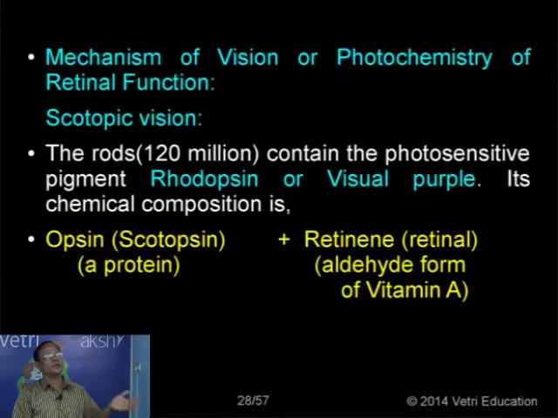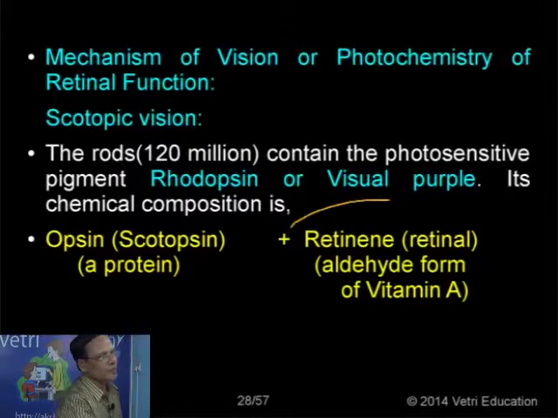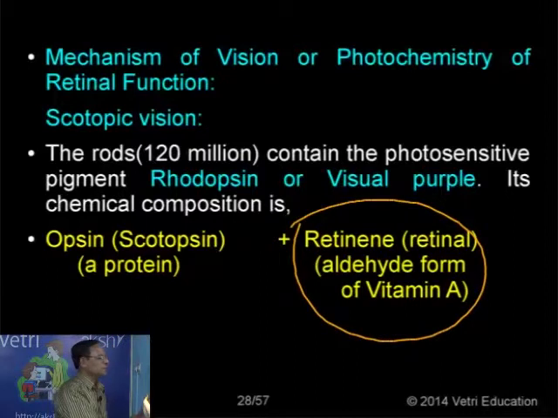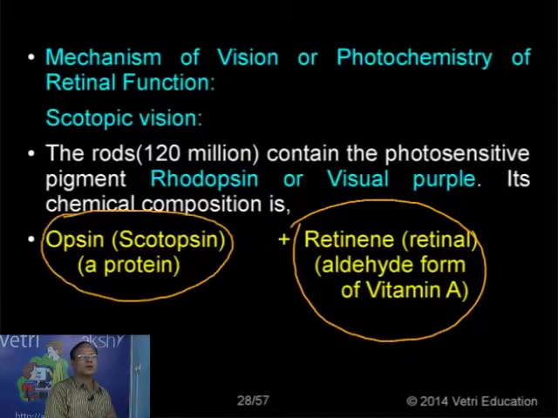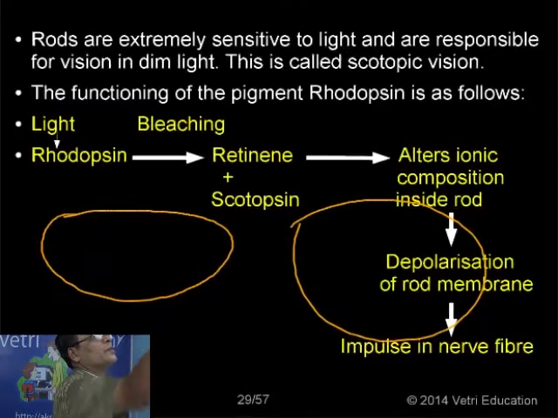I mentioned already there are about 120 million rods which contain the photosensitive pigment called rhodopsin, or visual purple. It is actually a combination of retinine, also called retinal, an aldehyde form of vitamin A, plus a protein part commonly called opsin, specifically called scotopsin because it is concerned with scotopic vision, seeing an object in dim light. So it is a combination of the protein scotopsin and the aldehyde form of vitamin A called retinine or retinal.